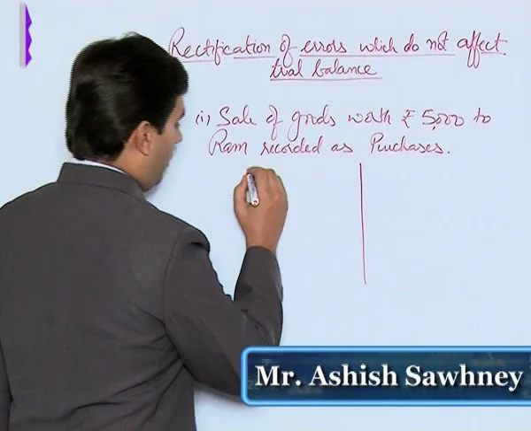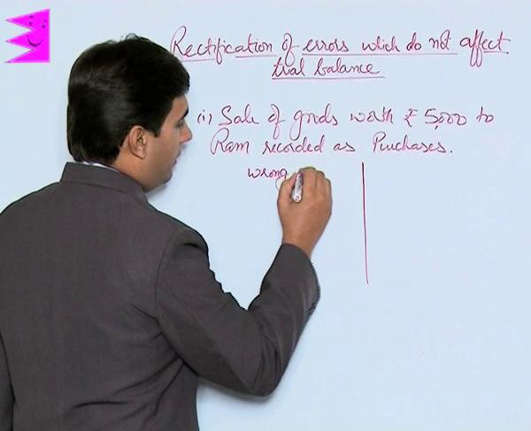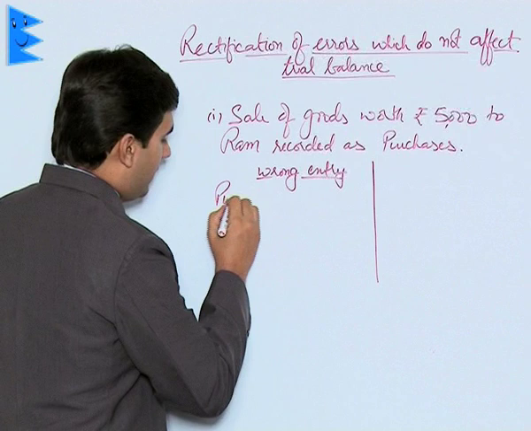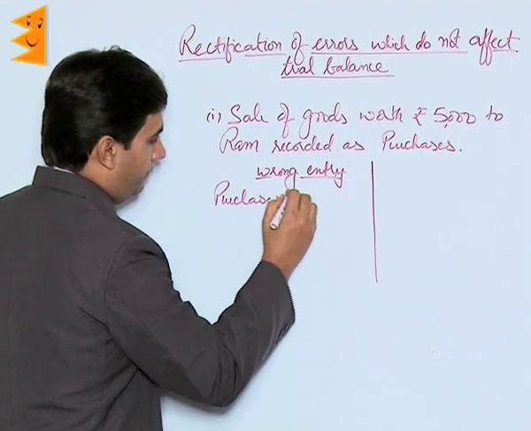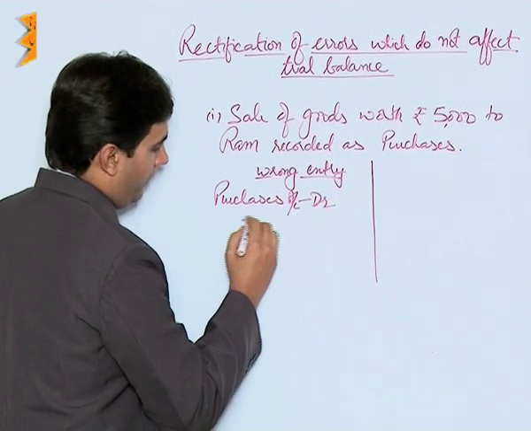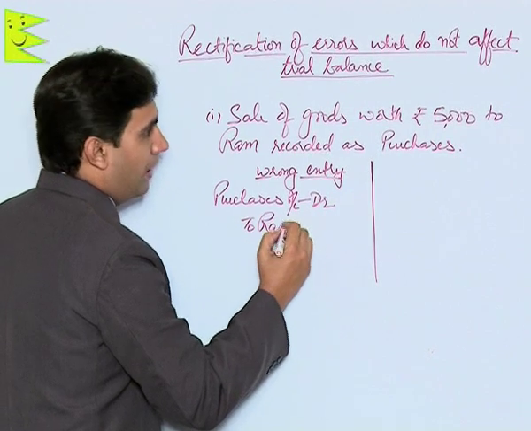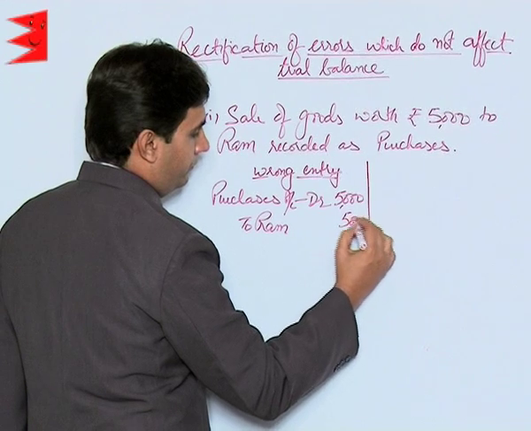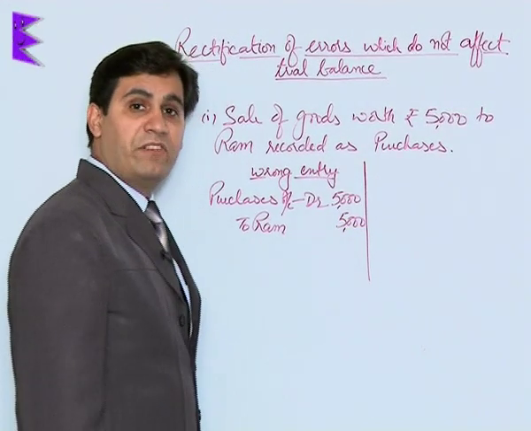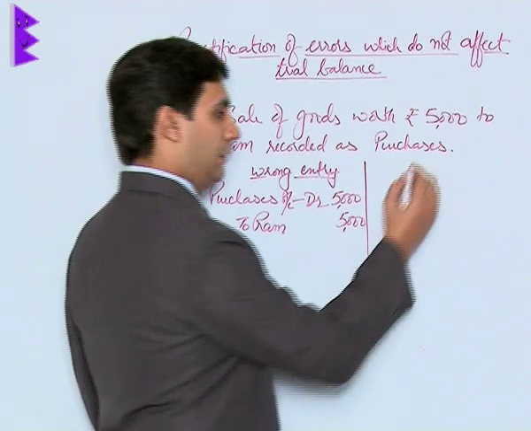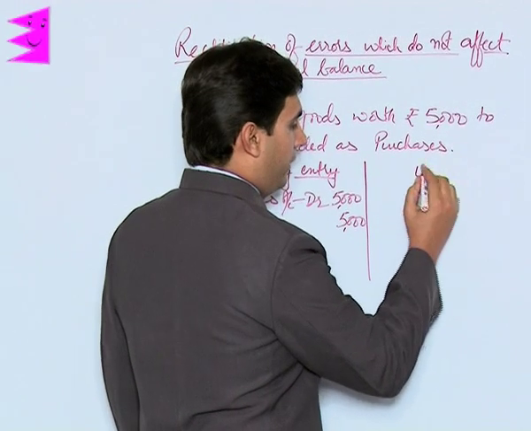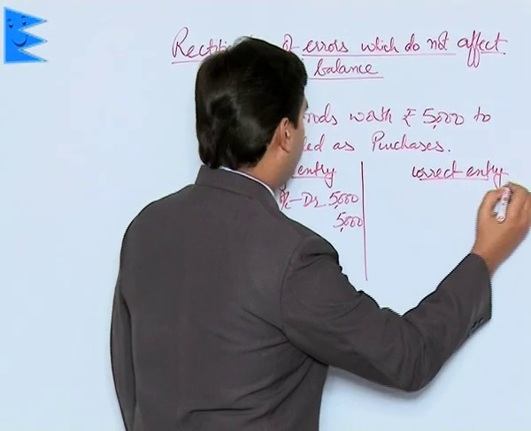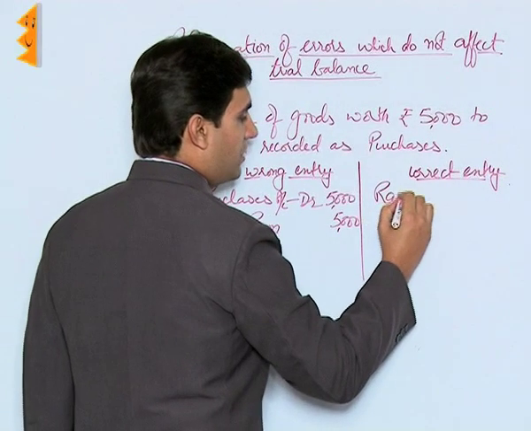So the wrong entry that we have done is, purchases account debited to Ram, 5,000. This is what we have done. What should have been done? That is the correct entry. The correct entry should have been Ram to sales.